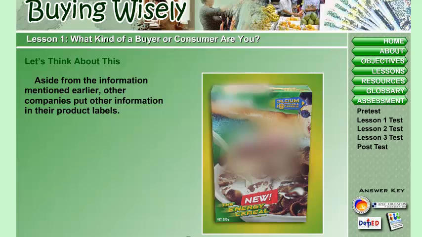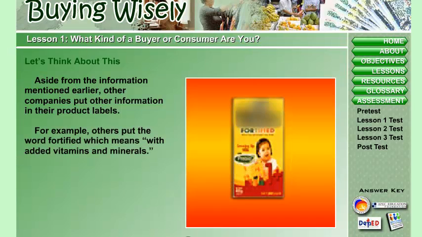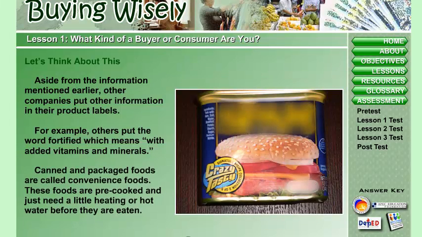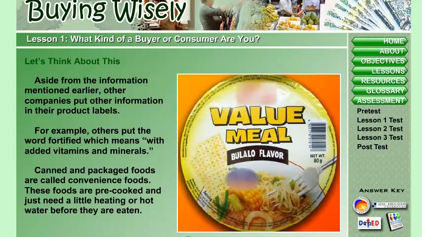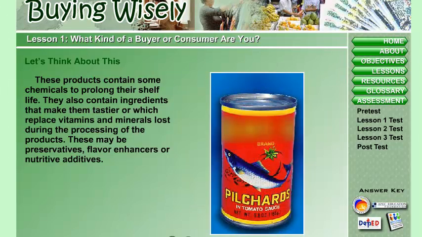Aside from the information mentioned earlier, other companies put other information in their product labels. For example, others put the word fortified, which means with added vitamins and minerals. Canned and packaged foods are called convenience foods. These foods are pre-cooked and just need a little heating or hot water before they are eaten. These products contain some chemicals to prolong their shelf life. They also contain ingredients that make them tastier or which replace vitamins and minerals lost during the processing of the products. These may be preservatives, flavor enhancers, or nutritive additives.